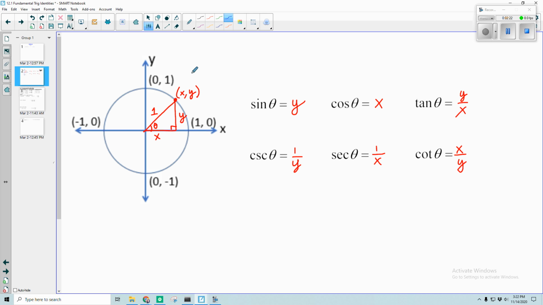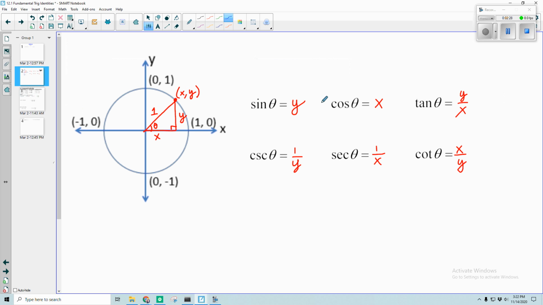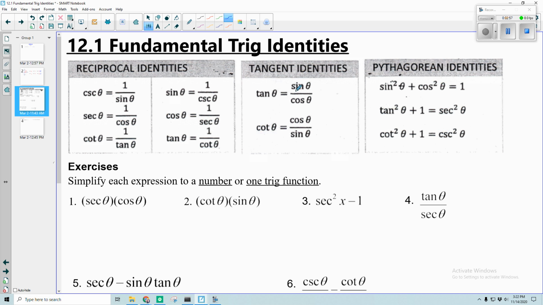What we're doing when we have our trig identities is we're just substituting some values in. I know that sine of theta is equal to y, so where this y is here, I can replace that with sine of theta. So I can write this as sine of theta divided by cosine of theta. And the same thing with the cotangent function. I could write this as cosine of theta divided by sine of theta. And so that's where we get two of our trig identities, the tangent ones. Tangent is equal to sine divided by cosine. Cotangent is equal to cosine divided by sine.